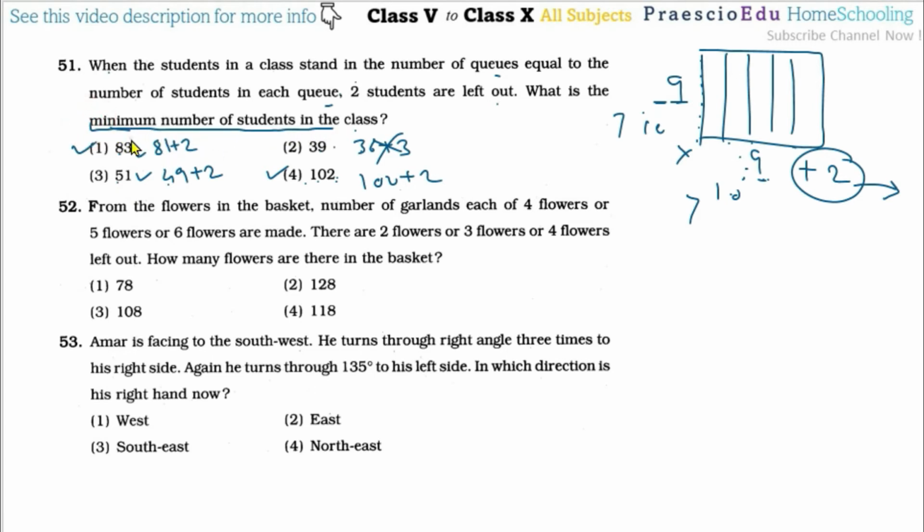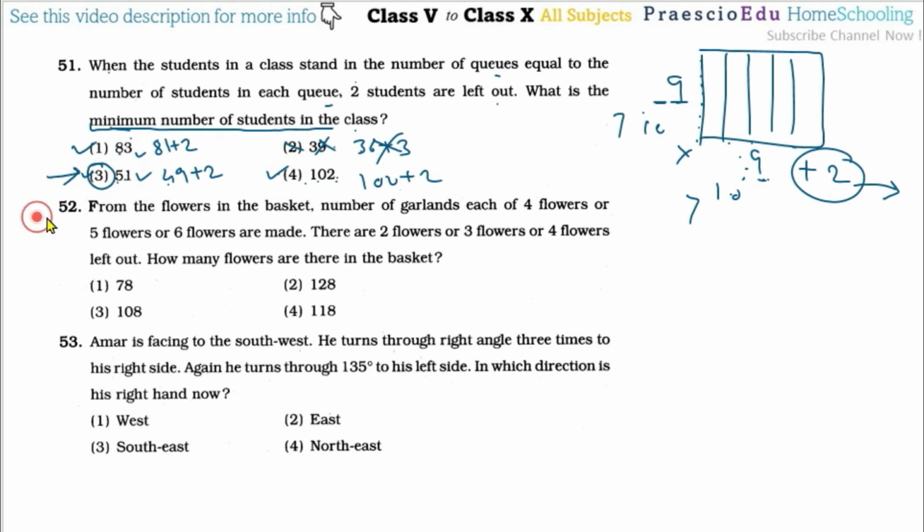Now minimum means which is the minimum. Now 39 cannot be possible. This is not our fulfilling condition. So that's why from options number 1, 3 and 4, the minimum is 51. So that's why option number 3 is the correct one.